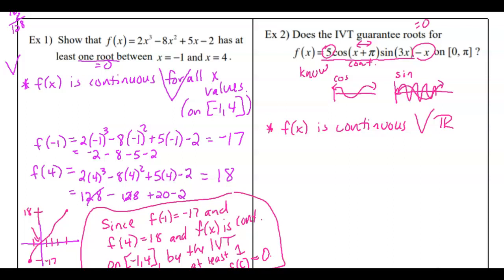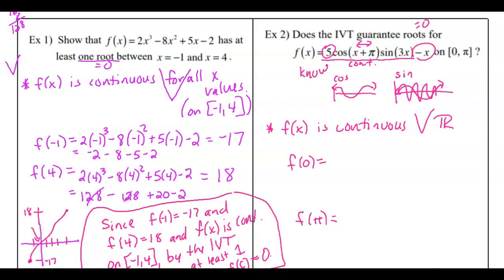But does it guarantee a root? So what I want to do is plug in f of 0 and then f of pi, because I don't know that it's going to go from positive to negative. That's what we want to check. If it goes from positive to positive, then it's not guaranteed. It could have a root, but the IVT doesn't guarantee that it has a root, okay? We'd have to do the actual math to get the root, if that makes sense.